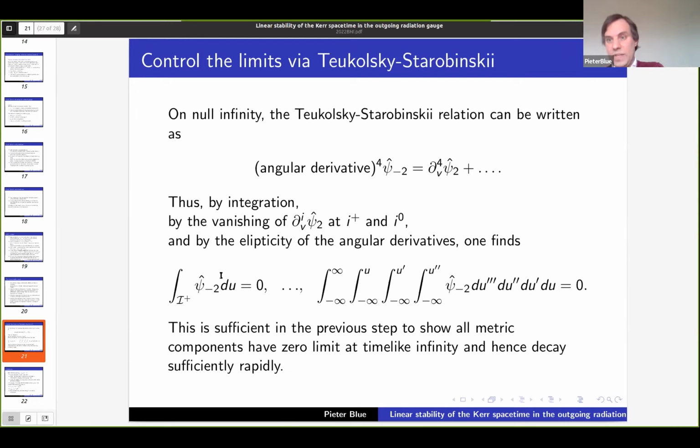So it was, as you said, that the time derivative of something is equal to an angular derivative of something else. And so then it does have that heat type property that you were talking about, and we got quite a lot, like dozens of derivatives of loss as we descended this hierarchy. The Teukolsky variable needed to be quite a lot more regular than the metric variable.